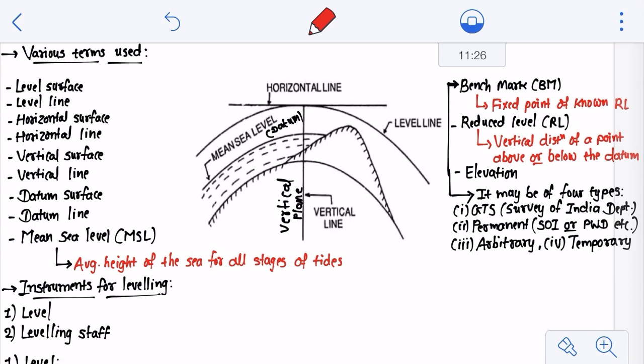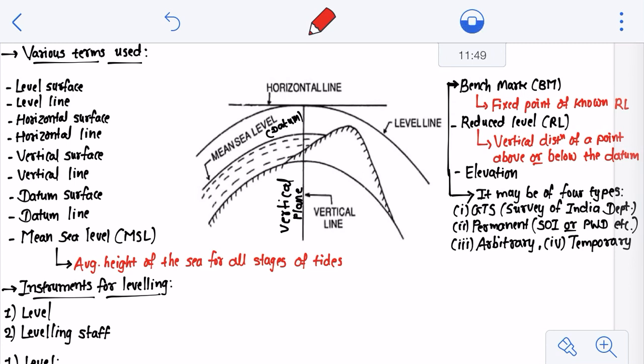The different terms are mentioned here on the left hand side as well as on the right hand side, and in the center I have incorporated one figure for your understanding, right? I'm going to discuss these terms one by one quickly, so that we can move to the other important topics of leveling, right? So the first one is the level surface, right? There is always a confusion.